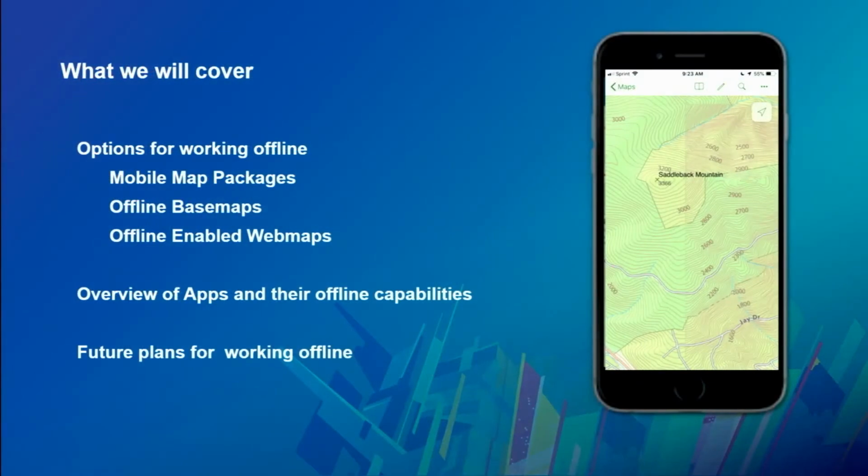What we're going to take a look at is mobile map packages. We're going to look at offline base maps for use in the apps. And we'll look at enabling web maps for offline use, the ability to take a map offline. As we go, we'll be demonstrating what happens in the applications. And at the end, we'll talk about some future plans that we have for offline mapping.